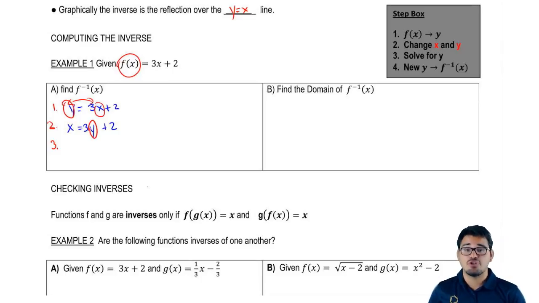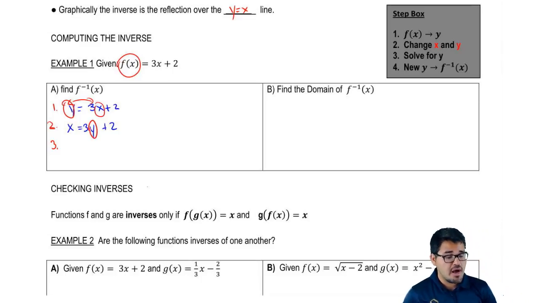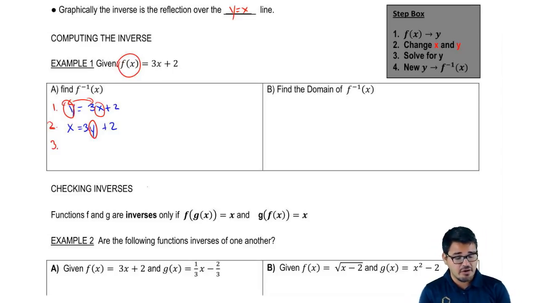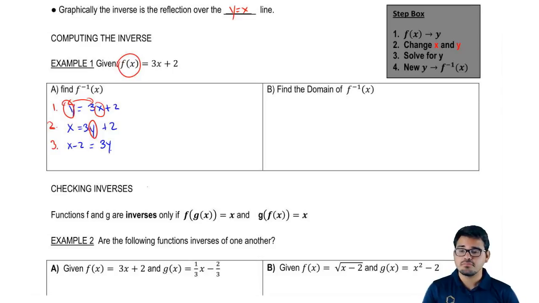So now we want to solve for y. When I say solve for y, I just mean leave the y by itself. I'm going to move over the 2, so I'm going to subtract the 2 from both sides. So it's going to be x minus 2 equal to 3y.